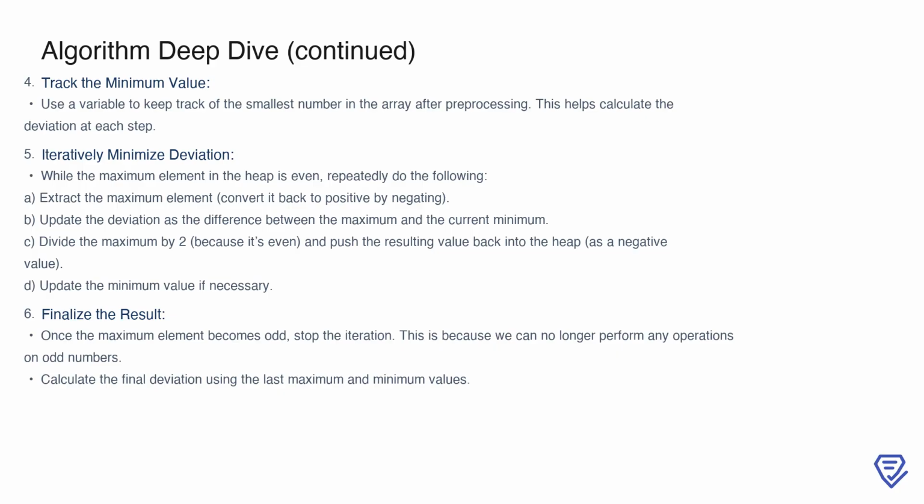The iteration stops when the largest value becomes odd since we can no longer divide it further. At this point, we calculate the final deviation using the last maximum and minimum values tracked.